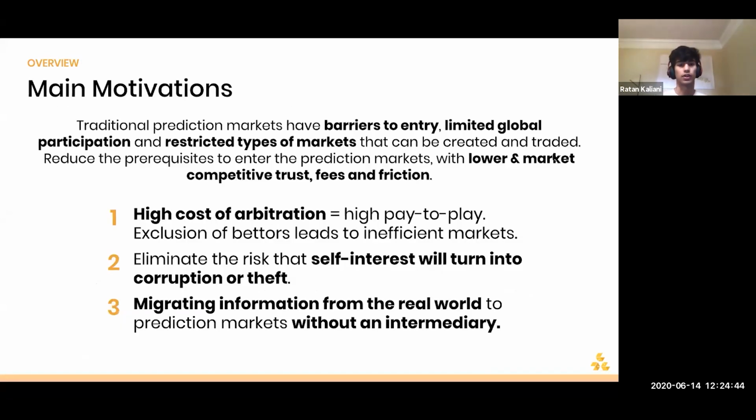So the main motivations are, again, the high cost of arbitration in traditional markets, the fact that self-interest in traditional prediction markets can turn into corruption and theft, and the fact that there should not be the need to rely on a trusted intermediary when you can have a decentralized oracle, the reporters who determine what the actual real world outcome is. And with Augur, you're also able to reduce the trust required in the market, the fees in the market, as well as friction within the market.